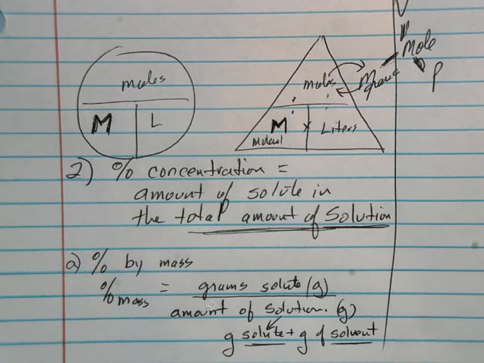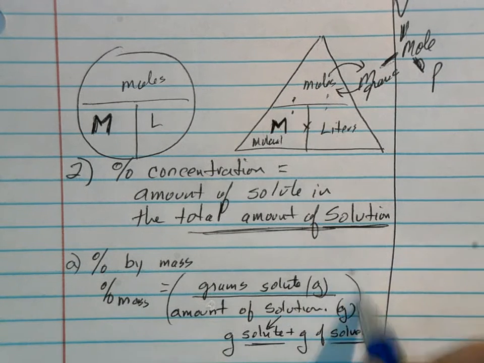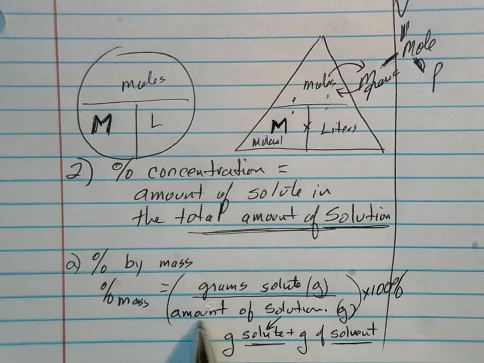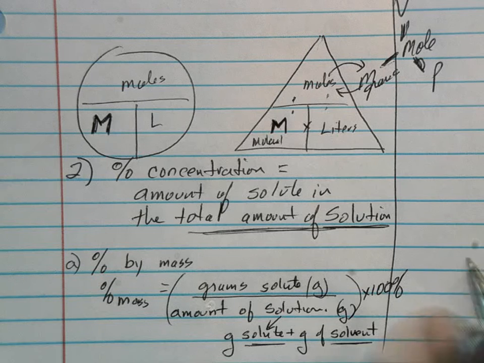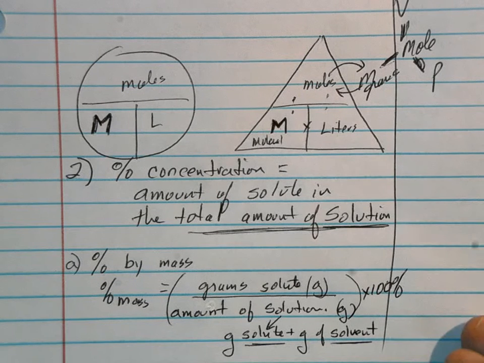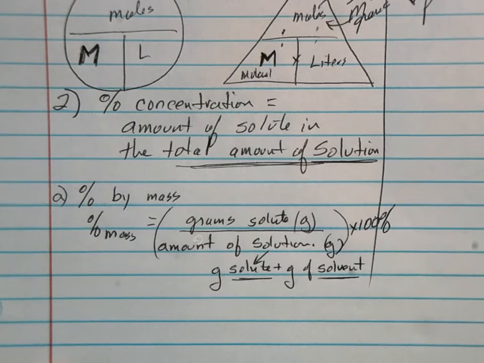Usually the solvent's water. Oh yeah, and I forgot to put something up here. This times 100%. Because when you do this, grams of solute divided by how much the whole solution weighs, you'll get a fraction, a decimal, and we'll change it into a percent. So, for example, let's do a practice problem on this, and then we'll get to our lab.